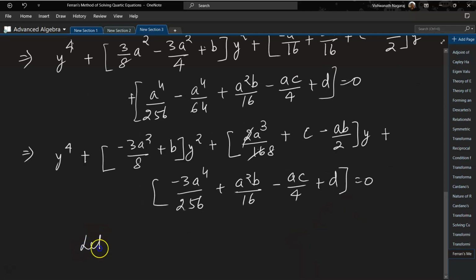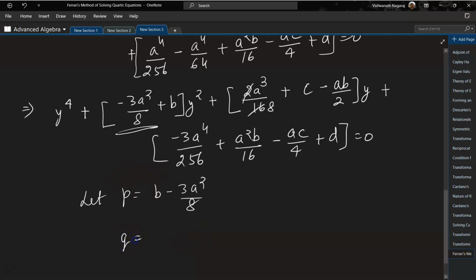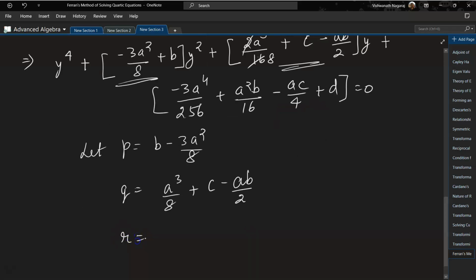So now let p is equal to b minus 3a square by 8 in this one. Q is equal to a cube by 8 plus c minus ab by 2. And then r is equal to d minus ac by 4 plus a square b by 16 minus 3a to the power of 4 by 256. We are taking this first to avoid a negative sign in the beginning. This one I just rearranged.